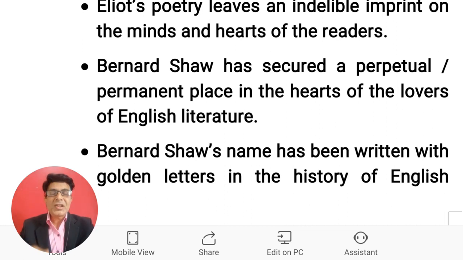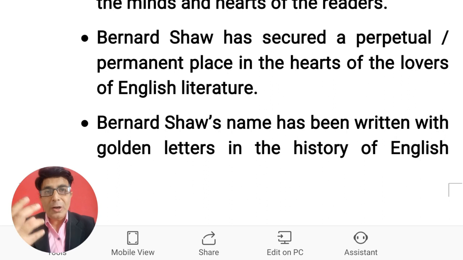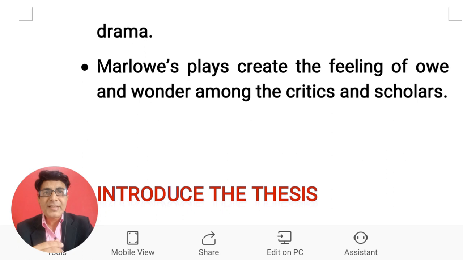Bernard Shaw has secured a perpetual, which means permanent, place. You can use the word perpetual or permanent. Bernard Shaw has secured a permanent place in the hearts of the lovers of English literature, right? This is how you can write. Bernard Shaw's name has been written with golden letters in the history of English drama. Instead of Bernard Shaw, you can write John Milton, right? John Milton's name has been written with golden letters in the history of English poetry, right? This is how you can use these kinds of sentences.